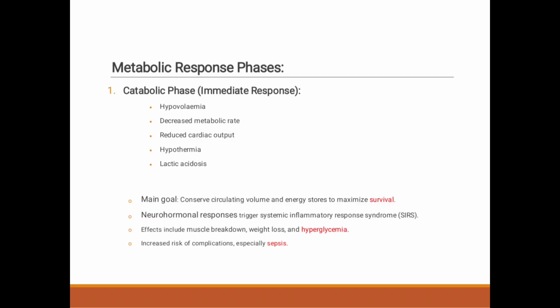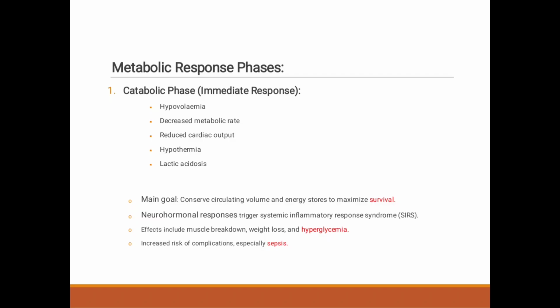The changes which are seen in the catabolic phase are mainly hypovolemia, decreased metabolic rate, reduced cardiac output, hypothermia, and lactic acidosis. In coming slides, we will see how these changes are brought about by the body and why we need them. The main goal of this hypovolemia, decreasing the metabolic rate, reducing the cardiac output, hypothermia, lactic acidosis, is to maximize our survival. By reducing the circulating volume and the body temperature, we conserve the energy stores and the circulating volume so that they can be used up once our body tides over this stressful phase.